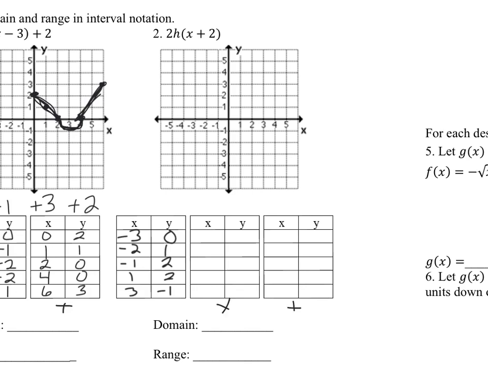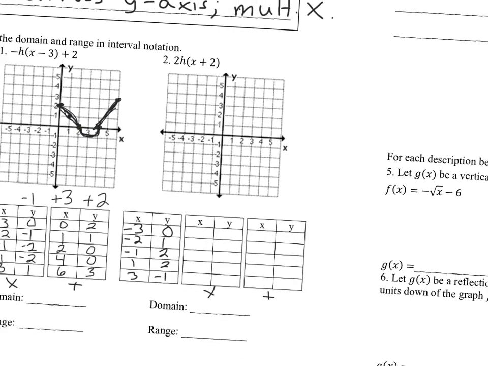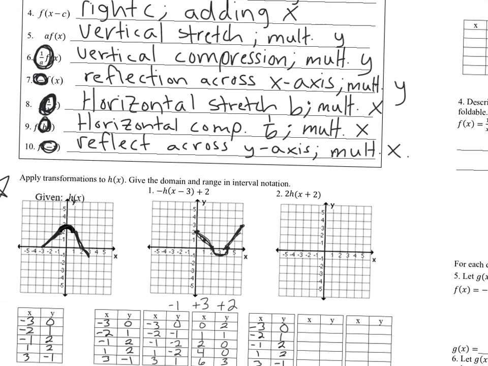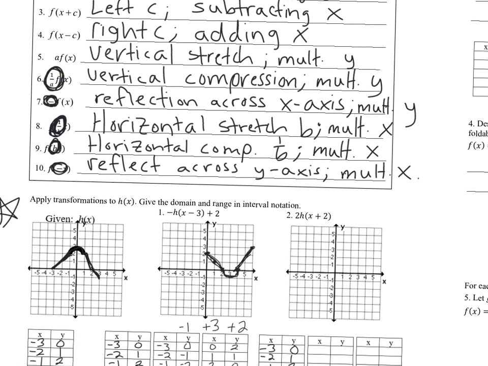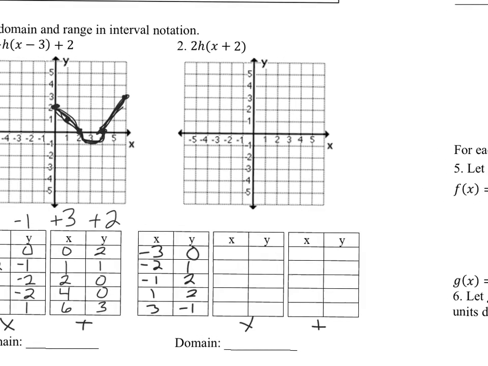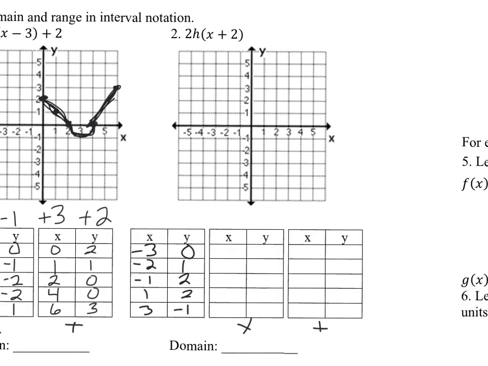Now, looking at this right here, we have a 2 in the front, okay? So let's go ahead, come over here. What does it say to do when I have a value in the front? Well, it says that's number 5. That's a vertical stretch, and I need to just multiply my y. So coming on over here, I'm going to take my y value and multiply it by 2, okay? So my x's, they're not going to change, so I leave them alone.